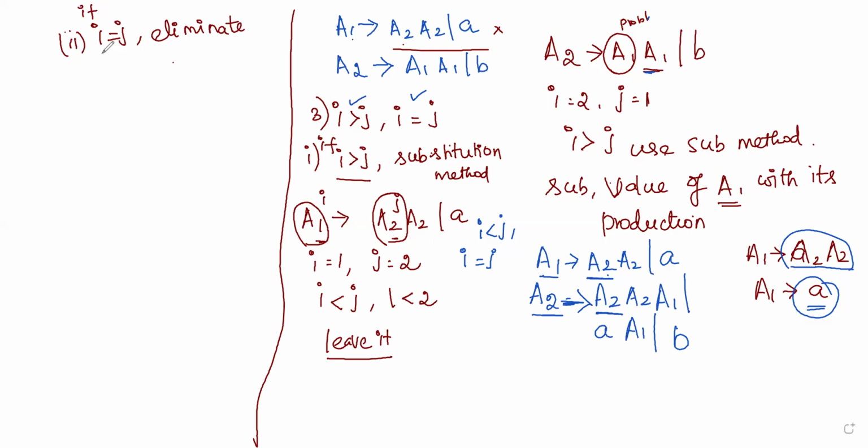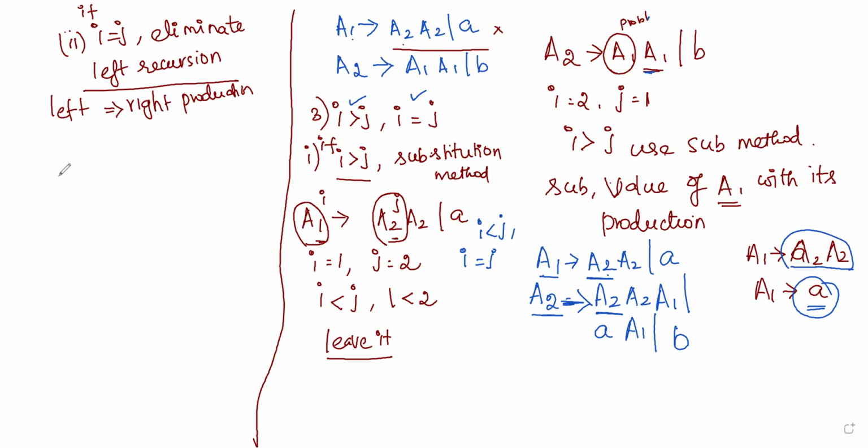If I is equal to J, there occurs left recursion. What is left recursion? When your left side production gives you the same right side production, that is, your left side is the same as the right side, then there occurs left recursion. The left is recurring again. So that time it gives I is equal to J, so you have to use the elimination method.